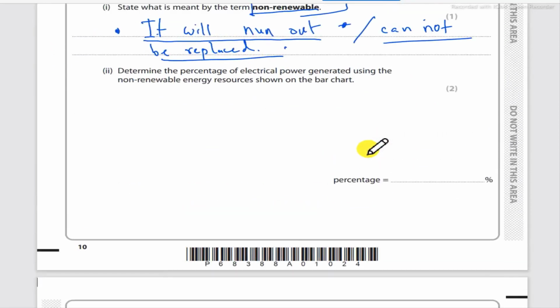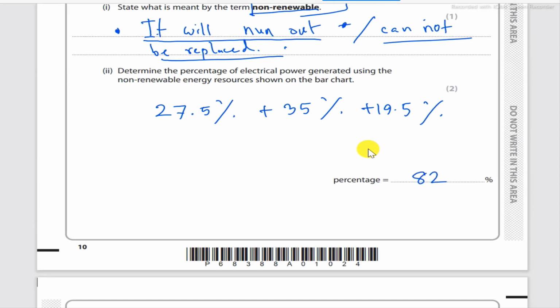So answer: 27.5% plus 35% plus 19.5%. So total 82%.